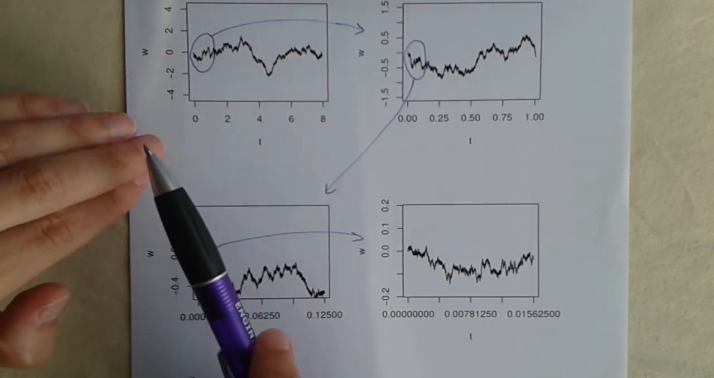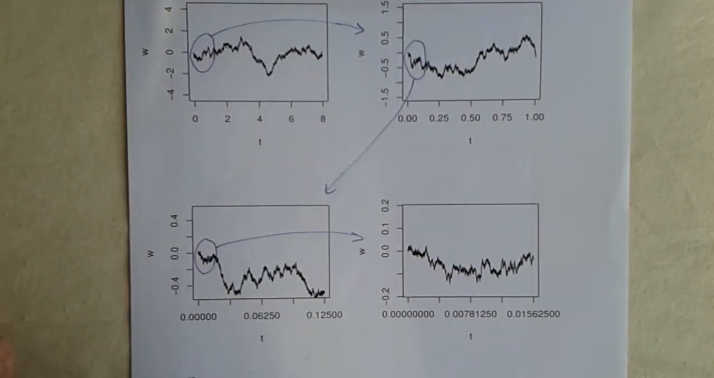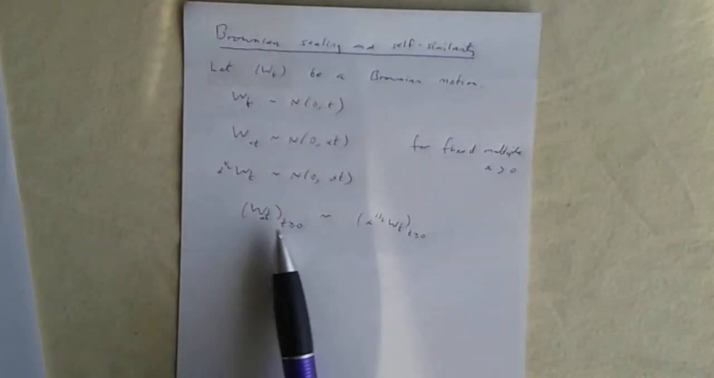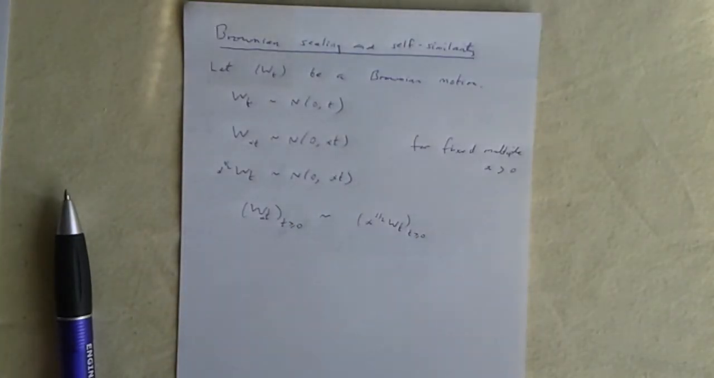So if I were to just pick a random one of these four pictures, you wouldn't be able to tell which one you were looking at, not even if you looked at many, many realizations rather than just one. Because as far as the distributions are concerned, it's the same thing you're looking at. That's the significance of this fact, this Brownian scaling fact.